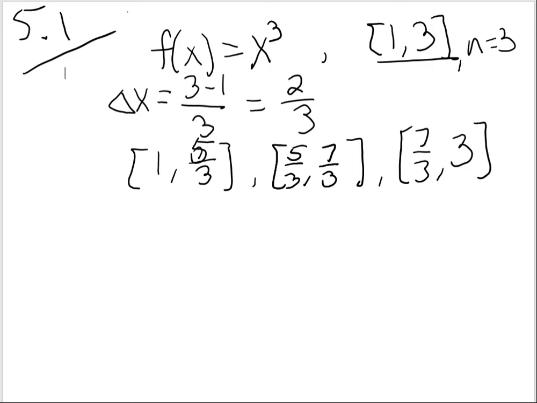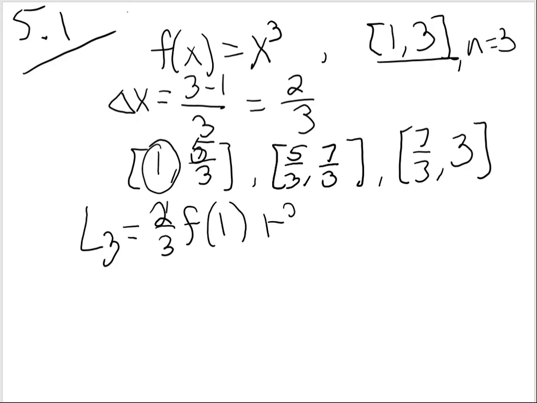And then from here you ask the question, well, do we want to do a left sum or do we want to do a right sum? Okay, so a left sum, we'll call this L3. Each rectangle has a width of 2/3. And the height, if you're doing a left sum, will be f of whatever your left endpoint is. So f of 1 plus 2/3 f of 5/3, plus 2/3 f of 7/3.